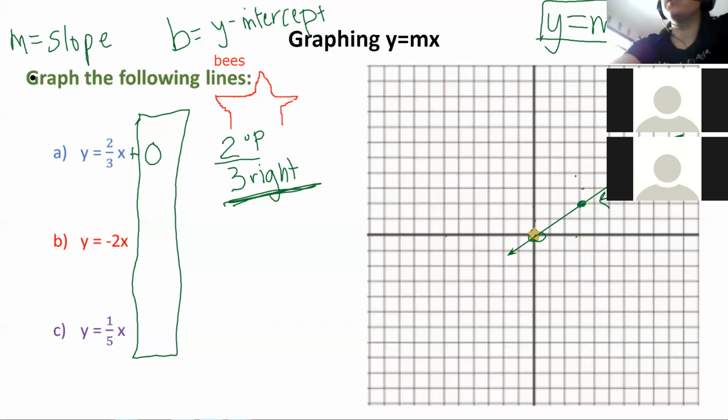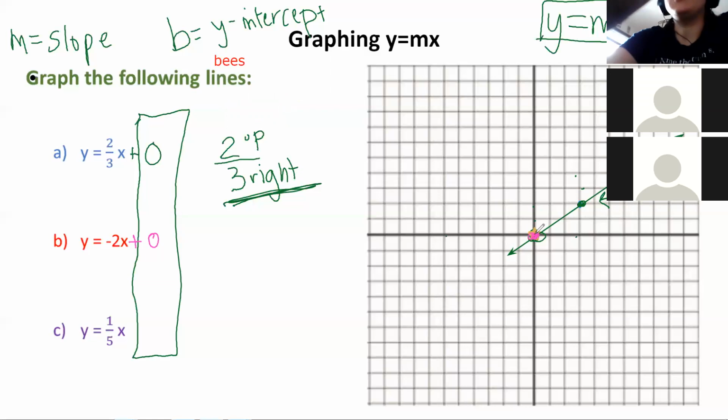Okay, let's do this next one. So the next one has no y-intercept, no b. So that means we start where? We start with the negative 2x. Well, we use that information, but where do we, because we have to put a first dot on there. We got to have a starting point. Where would our starting point be? Put it in the middle. In the middle. Good. Very, very good. So that one's in the middle again.